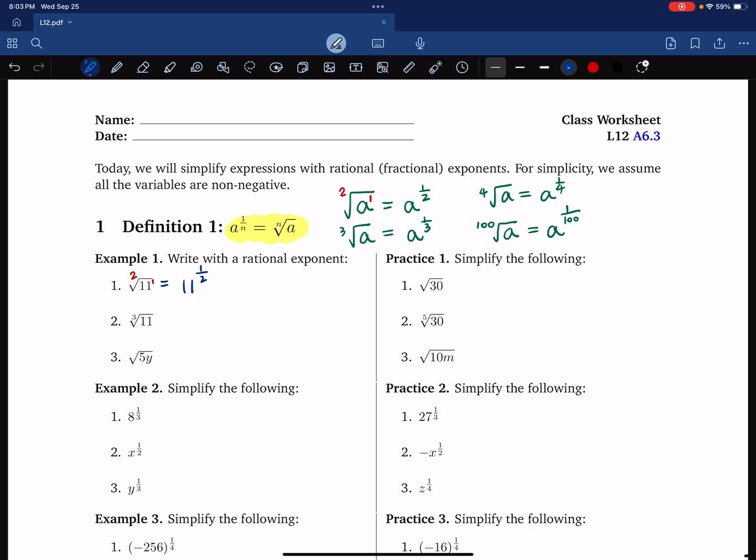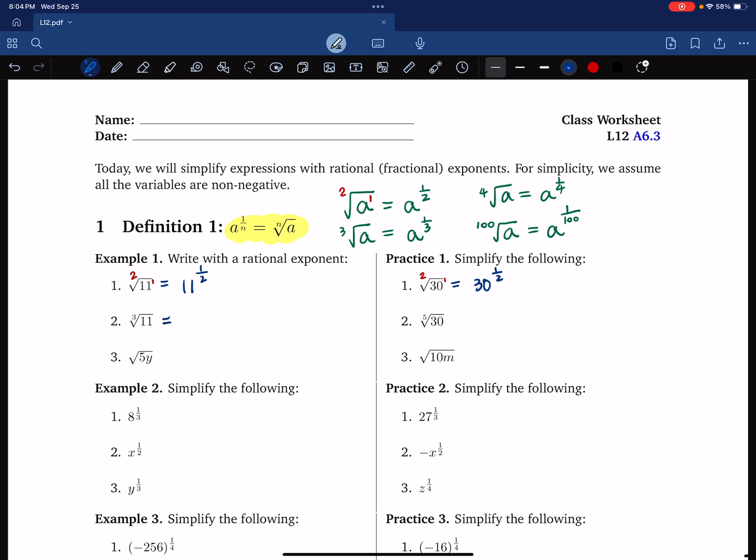Let's also do the practice side. So practice side is square root of 30. We keep the base, and as you can see, the exponent inside is 1, and the index is 2. We have 30 raised to the power of 1 over 2. Moving on to number 2. Number 2 on the left-hand side, we have cube root of 11.